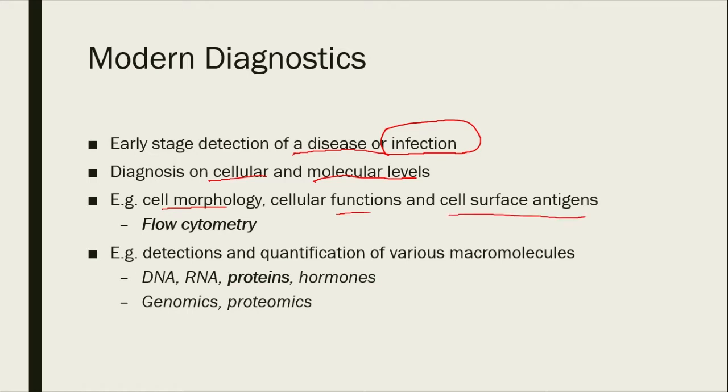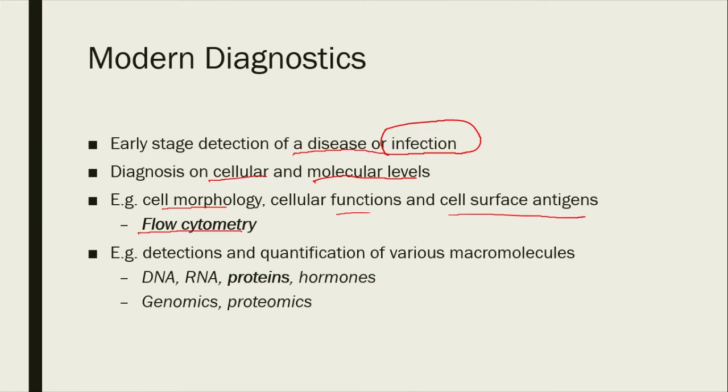antigens, and by and large, a big advancement in biotechnology is something called flow cytometry, and we'll talk about flow cytometry in great detail and how it helps us to tell if the cell is sick and what antibody has to do in this particular technique.